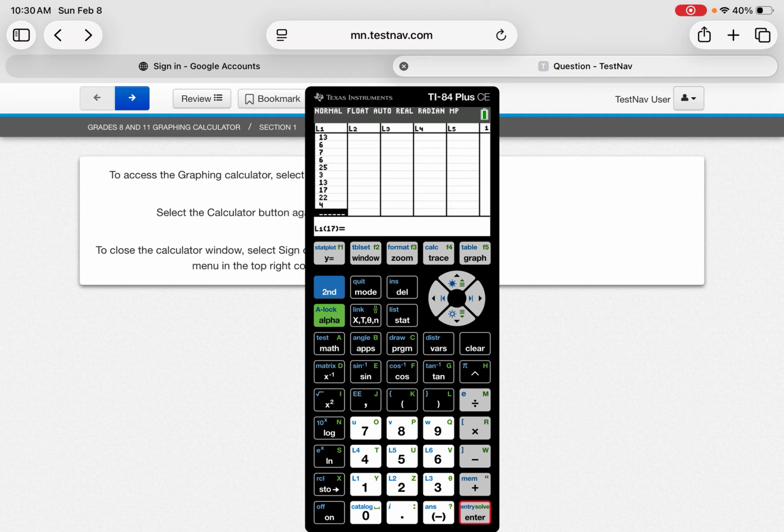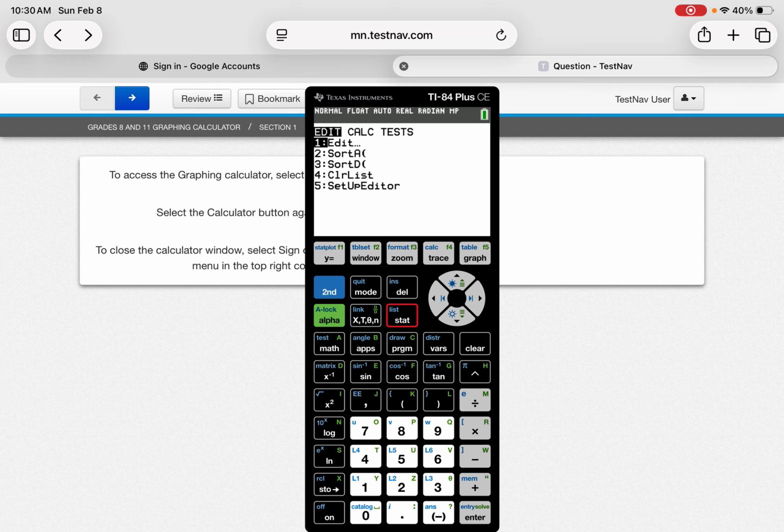Okay, so now you've done that. Once you have those values entered in, you're going to hit Stat again. Okay. Now, this time, we're going to scroll on the top, and we're going to go over to Calc. Okay, now the very first one says 1-Var Stats. That's the one we want. It's one-variable statistics, and we're going to hit enter for that.